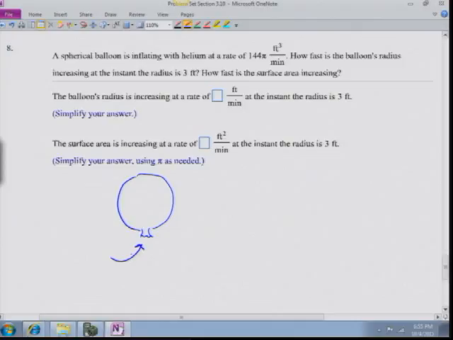So the balloon's getting bigger, right? And so it's inflating at a rate of, excuse me. So what's changing? The volume. Okay, so you need to write down what you're given and what you're asked to find. You have 2 parts to this. This is really good practice for the test.